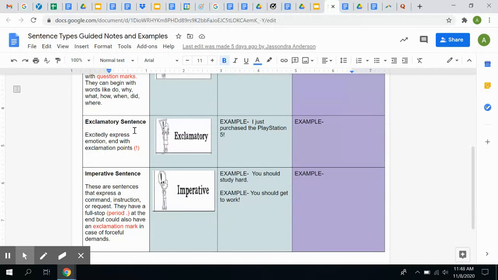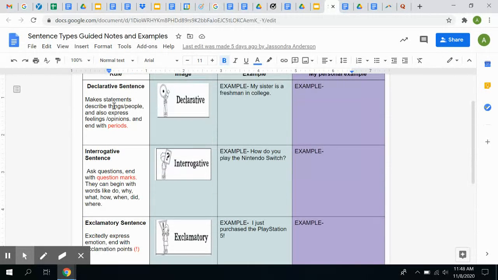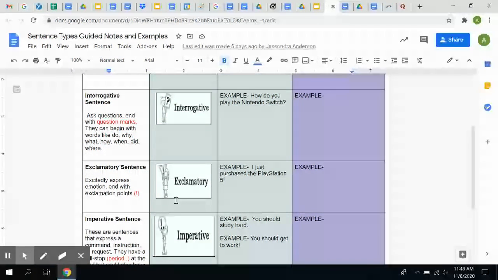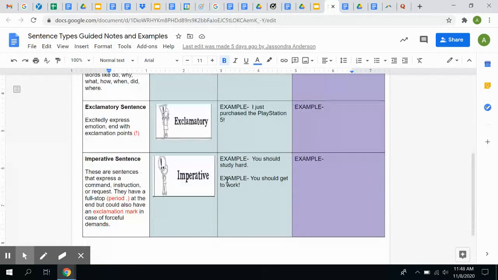The next example is an exclamatory sentence. These are the kinds of sentences that end with exclamation marks. They excitedly express emotion. They end with exclamation points, right? So you can see the person holding up the exclamation point right here. These are similar to declarative sentences, but they're usually said really excitedly. So if I'm really excited, I'll say an exclamatory sentence. I just purchased the PlayStation 5! It's an example of an exclamatory sentence because it ends with an exclamation mark and it's really exciting.